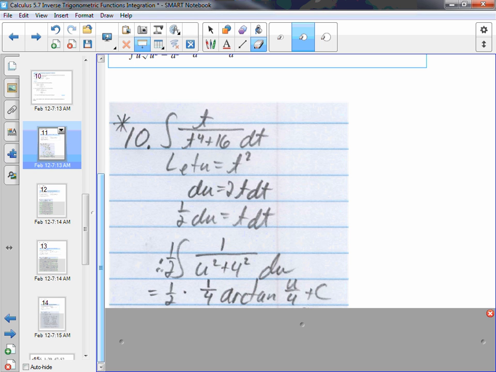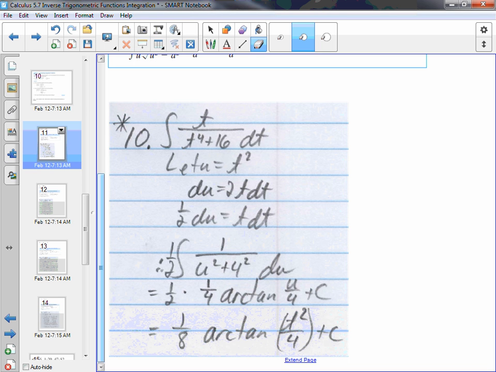All right, well, 1/2 times 1/4 is 1/8 times the arctangent of, and instead of u over 4, you need to go back to your original variable. u equals t squared, so make that t squared over 4 plus c. And that's how we do number 10. Make sense?